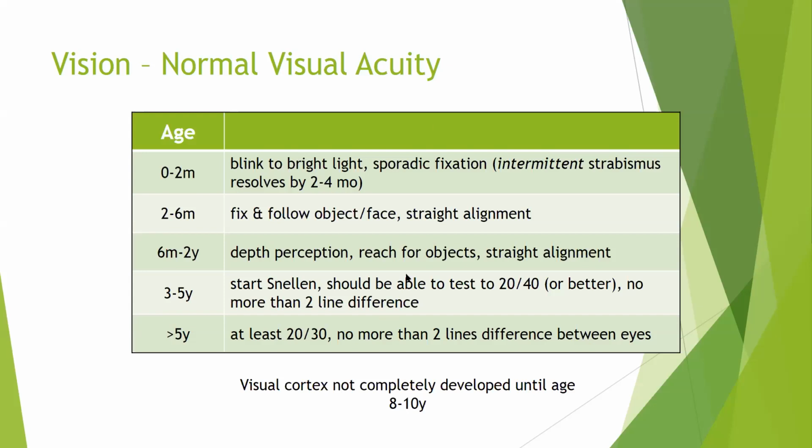So the visual cortex is not completely developed until 8 or 10 years of age. So that's important to remember that as these children are developing, so is their visual cortex, and that we cannot fully assess them until about 8 years old.